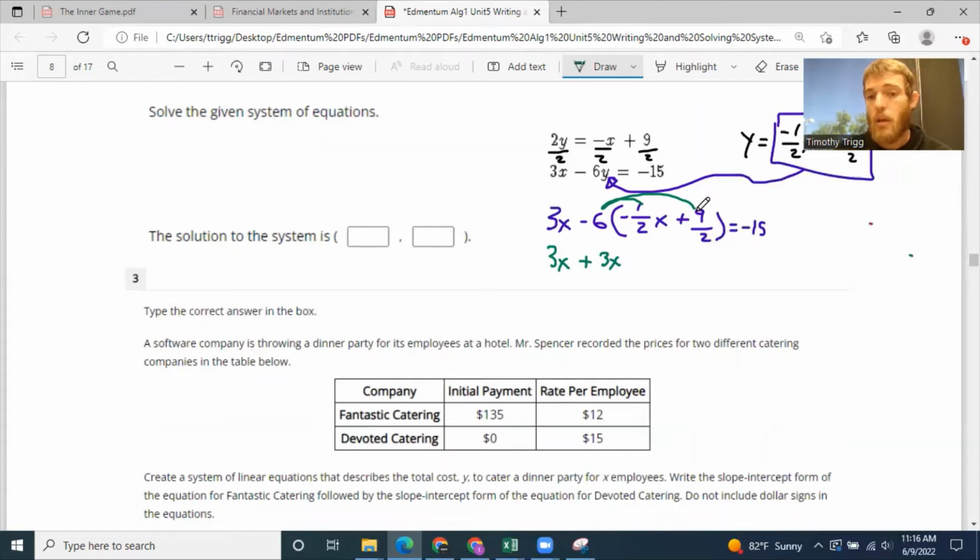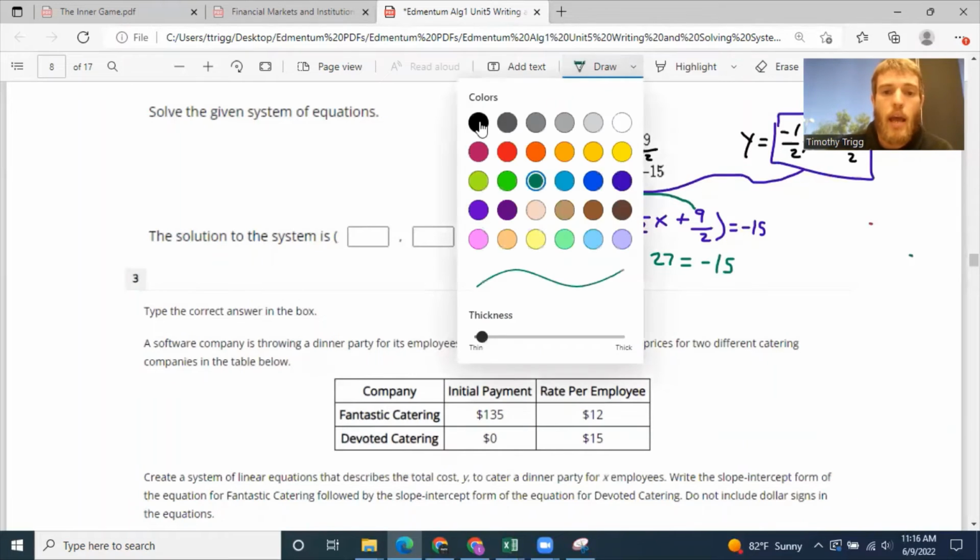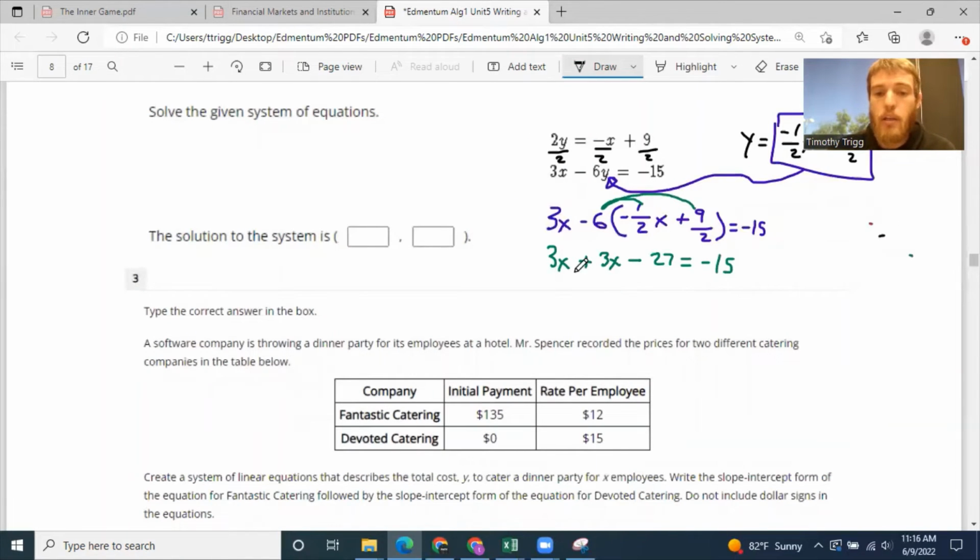-6 times 9/2, a negative times a positive is negative. So we multiply times the top, then divide by the bottom. 6 times 9 is 54, and 54 divided by 2 is 27. So that's -27. We still have a -15 on the right. Now we're going to combine these 3 x's. So that's going to be 6x minus 27 equals -15.